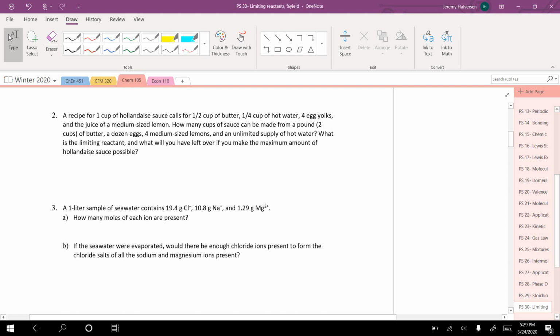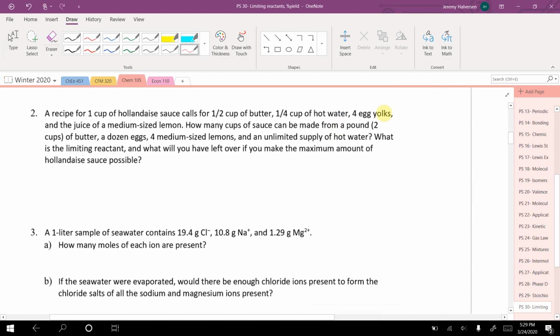What is a limiting reactant, and what will you have left over if you make the maximum amount of hollandaise sauce possible? Okay, let's talk about how I think about doing this. We have a certain amount of each of our inputs, and we know how much input it takes to make hollandaise sauce. So we could calculate with each of our inputs how much hollandaise sauce we could make, assuming we had unlimited everything else. So let's do that.